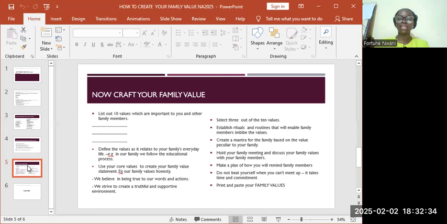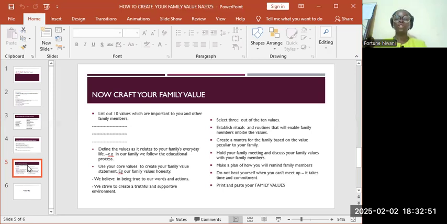Then as you begin to grow, you begin to get understanding of this thing, and you begin to work your way around it. Now, after selecting, you will establish rituals and routines that will enable family members to imbibe the values.